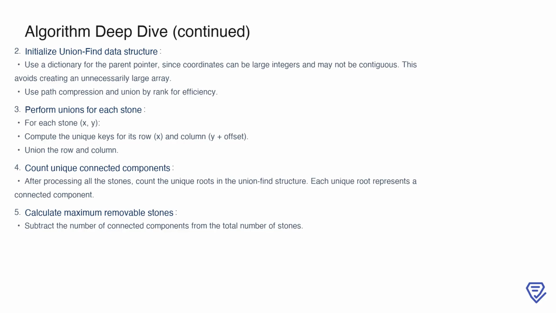Once the data structure is ready, we process each stone. For every stone at coordinates x, y, we compute its unique identifiers for the row and column, with the column index adjusted by the offset. Using these identifiers, we perform union operations to connect the row and column of the stone. After processing all the stones, we then count the number of unique connected components by identifying the unique roots in the union find structure. Since each connected component corresponds to one stone that must remain, the maximum number of removable stones is calculated by subtracting the number of connected components from the total number of stones.